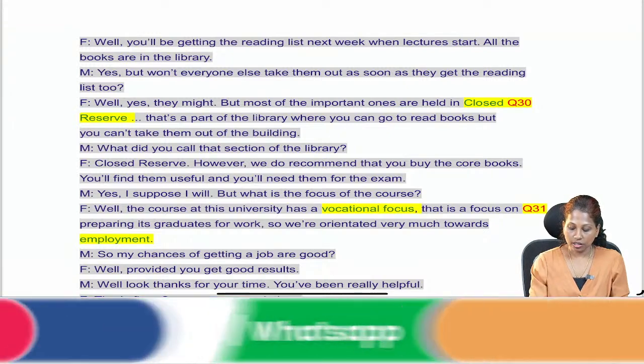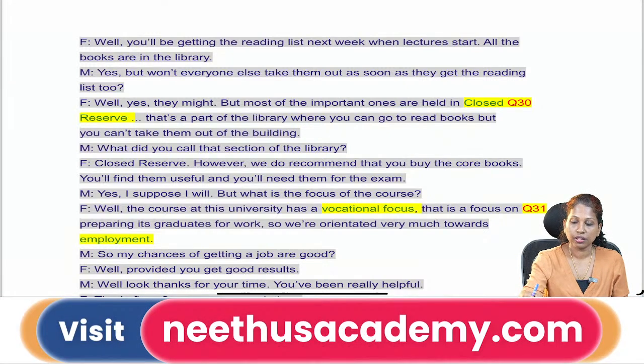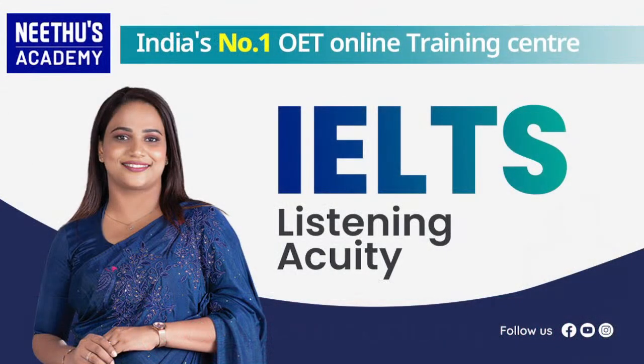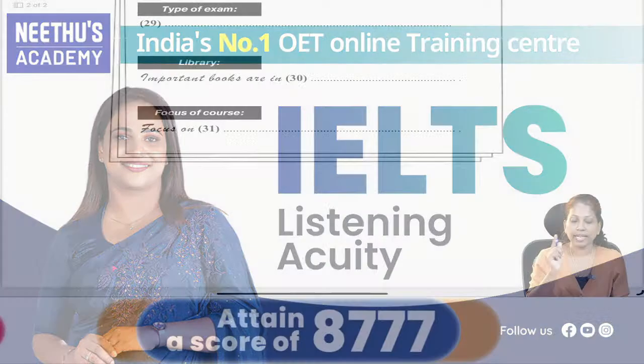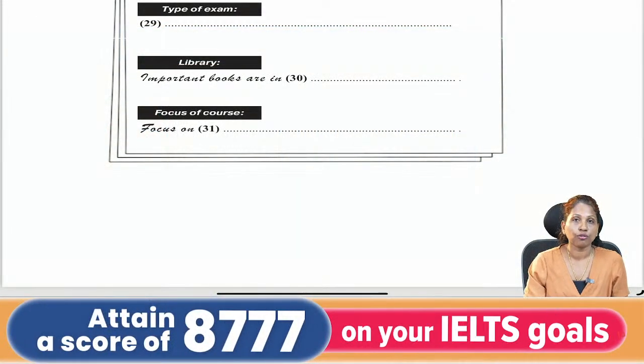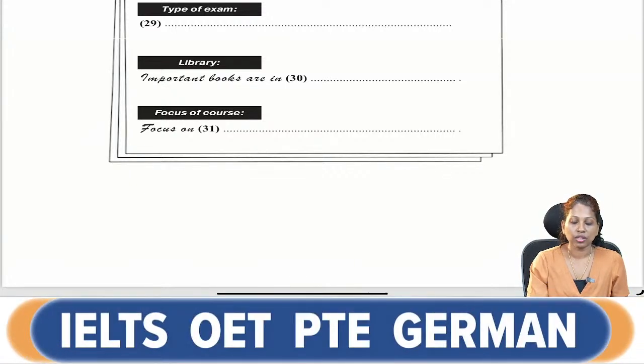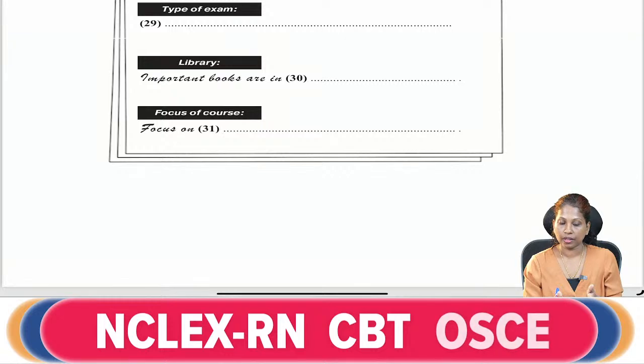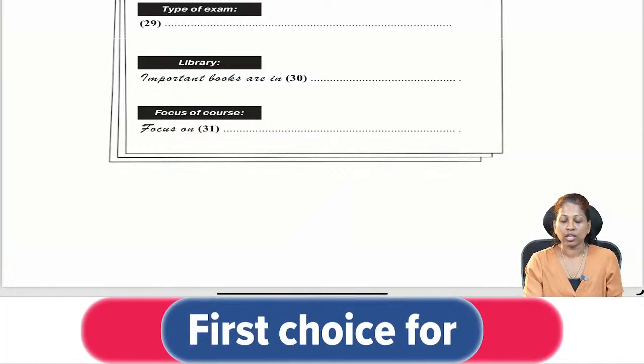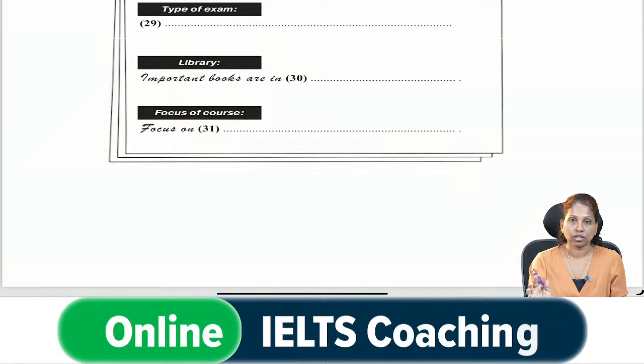Now let's go to the last question, that is the 31st question. Let's see the question first. Question number 31, subheading is focus of course. What is the focus of this course? I mean, what are you focusing on, right? What is your aim for this course? Focus of course. And then they are telling focus on dash.